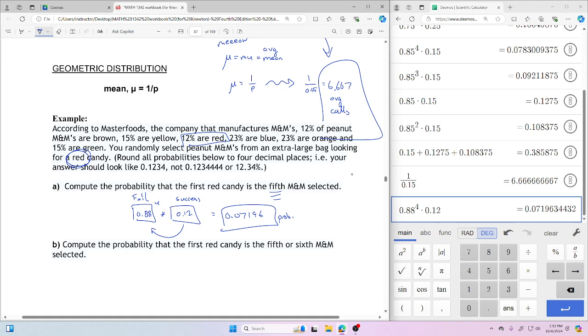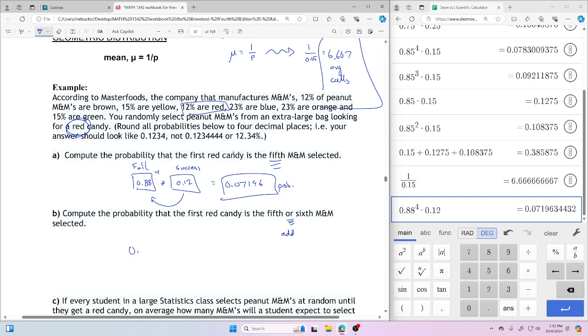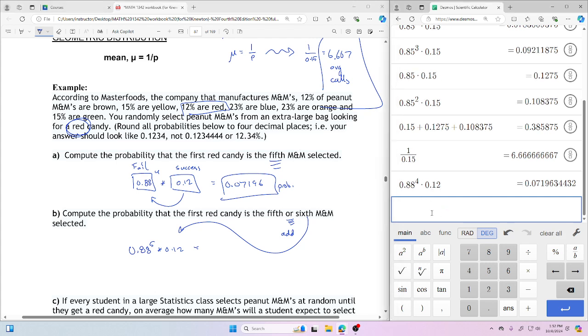Now it says, what's the probability the first red candy is on the 5th or the 6th? And or means what again? So I'm going to take my 5th, and I'm going to make a 6, and I'm going to add them. So my 88, how many failures would I have for the 6th? 5 failures, 1 success, and then I'm going to take these two numbers and add them together. Okay, so there's those. I'm going to put a big old plus sign here.